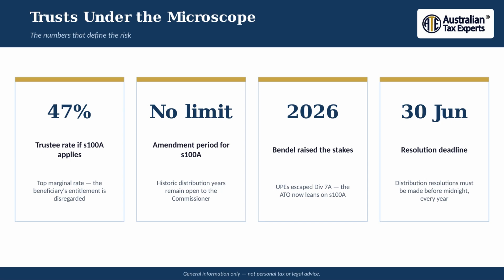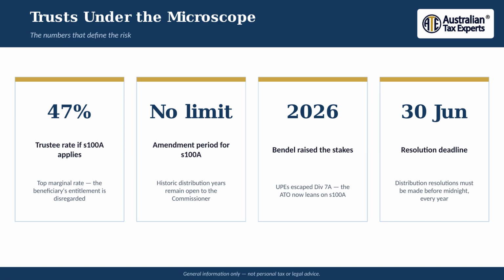Four numbers define the risk. 47%, the rate at which the trustee is assessed if Section 100A applies. Top marginal rate, including the Medicare levy, with the beneficiary's entitlement simply disregarded. No limit, the amendment period for Section 100A assessments. Unlike almost everything else in the tax system, historic distribution years effectively remain open to the Commissioner, however long ago they occurred.